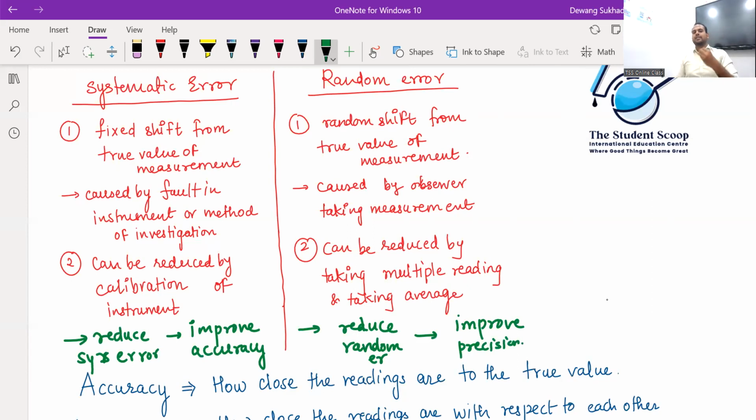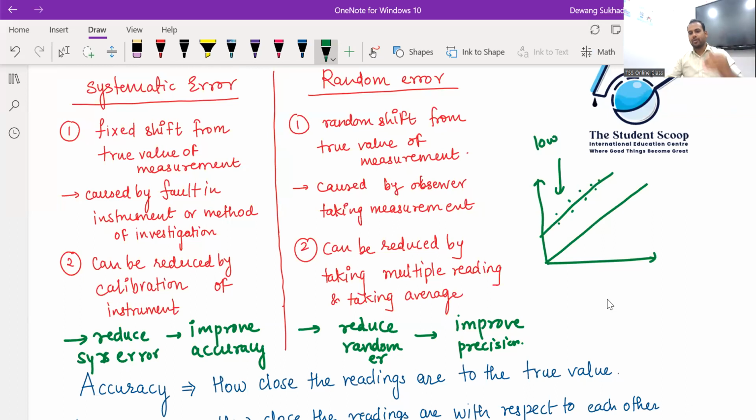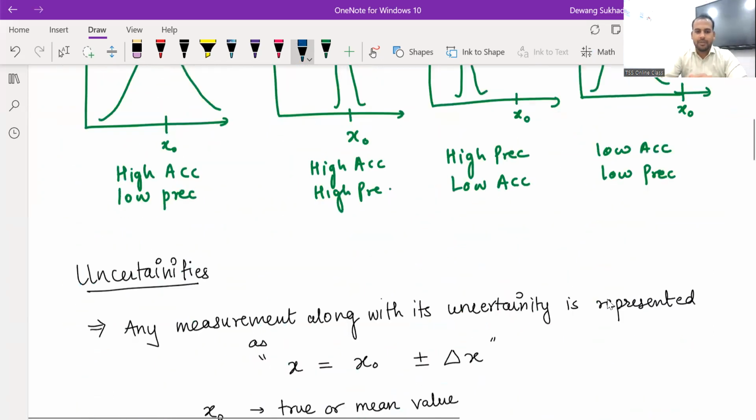In a graph, if I take readings, my graph is supposed to pass through the origin. If it passes through a deviated point, but the values are very close to the straight line of best fit, this is a situation of low accuracy because it is away from the origin, and high precision. But if the graph passes through the origin, but the values are completely away from the line, then this is a situation of high accuracy but low precision. In the graph as well, we can detect this. Now, we'll talk about uncertainty.